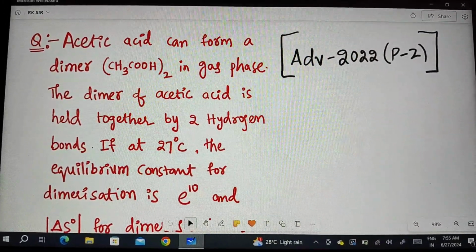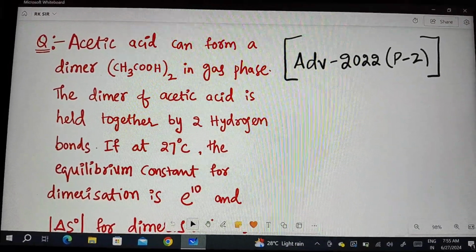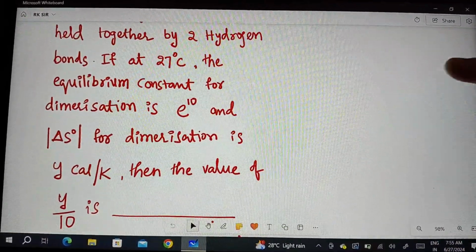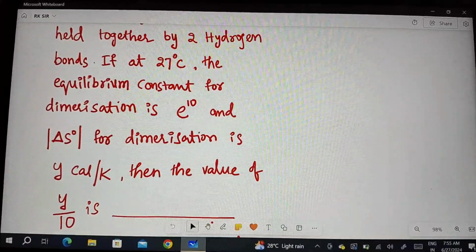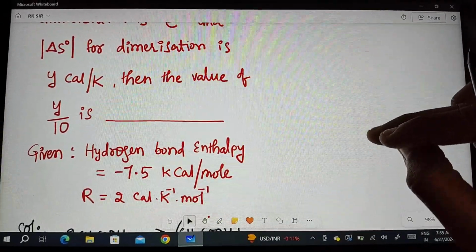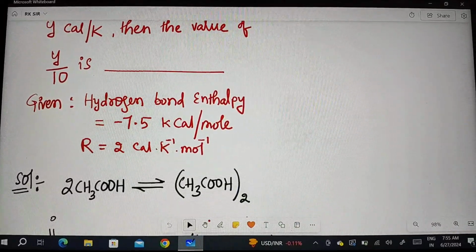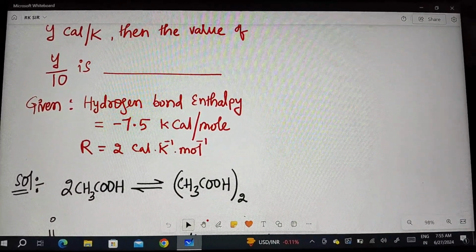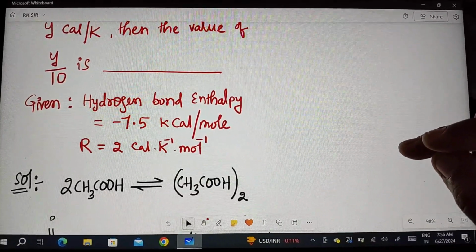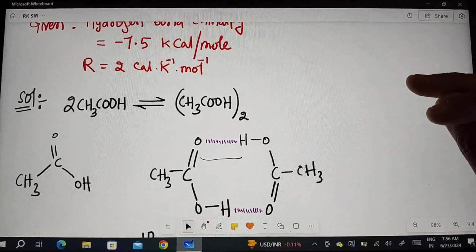If at 27 degrees centigrade, the Kc, that is the equilibrium constant for dimerization, is given as e power 10, they are asking for the modulus of the standard entropy change for dimerization, which is given as y calorie per Kelvin, and then they are asking the y by 10 value. For that, they have given the value of delta H, that is the hydrogen bond enthalpy per one hydrogen bond. But since we have two hydrogen bonds, we need to multiply it by 2 to get the hydrogen bond enthalpy for two hydrogen bonds.